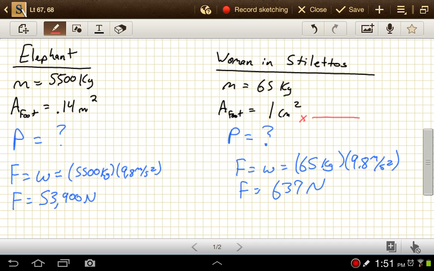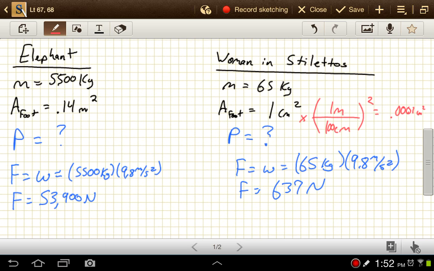So to do this, I need, let's see, 100 centimeters is the same as 1 meter. But I want square centimeters, so we'll square this whole thing. So 1 divided by 10,000, that'll be 0.0001 square meters there. Alright, and I better make that legible. Okay, good enough. So now let's calculate pressure.